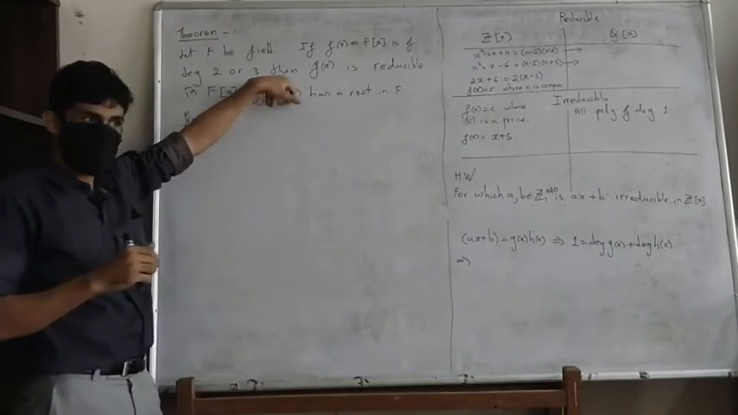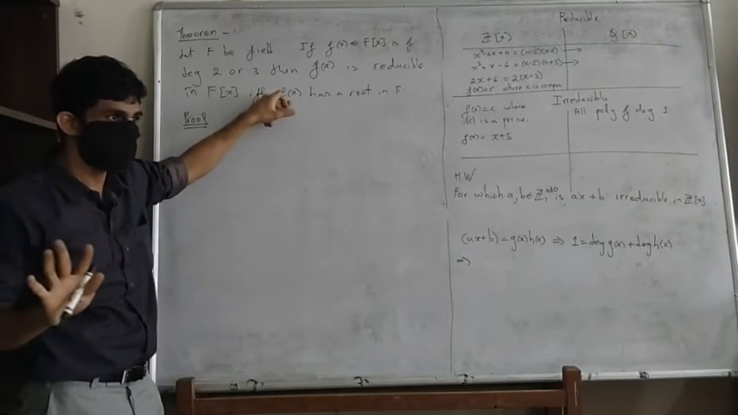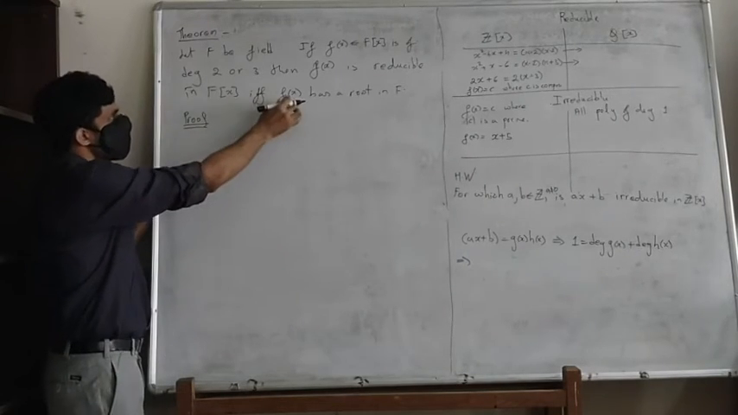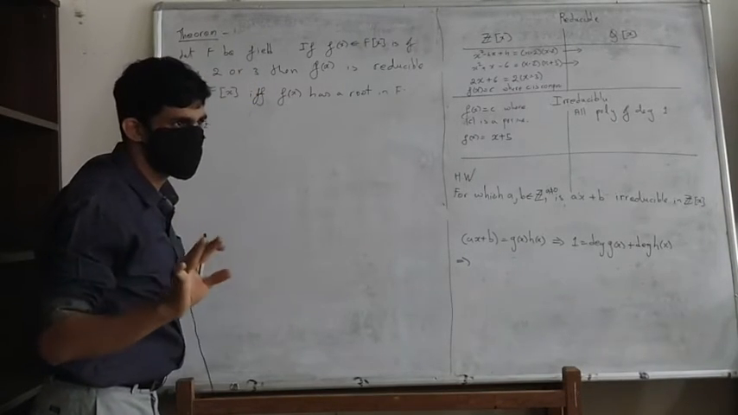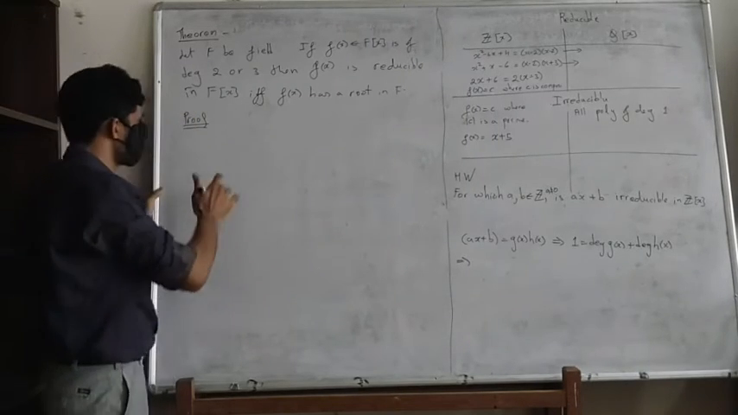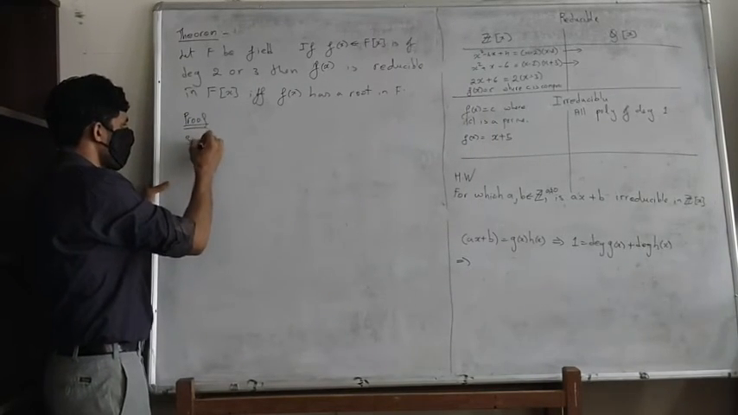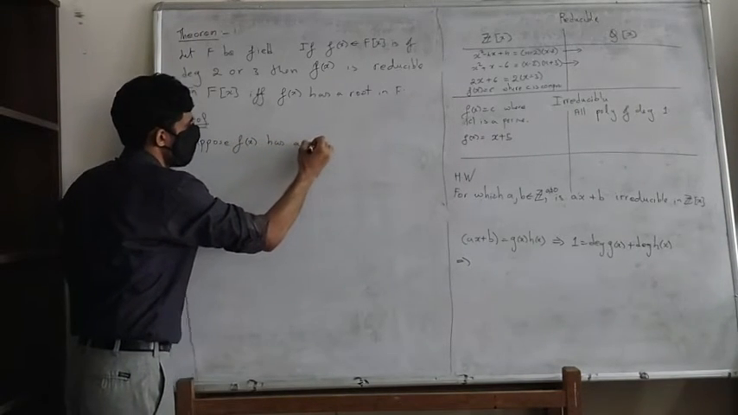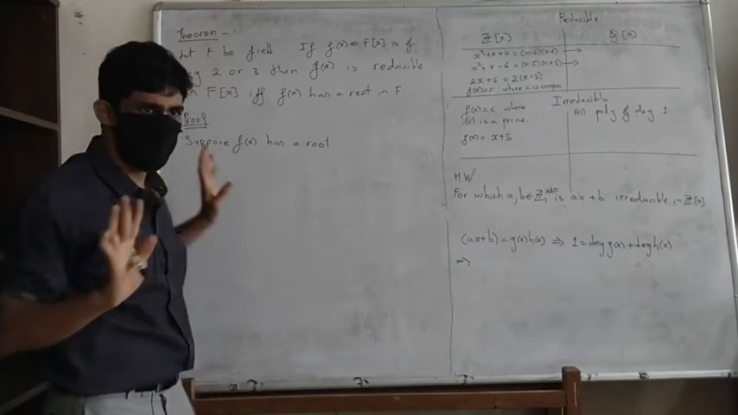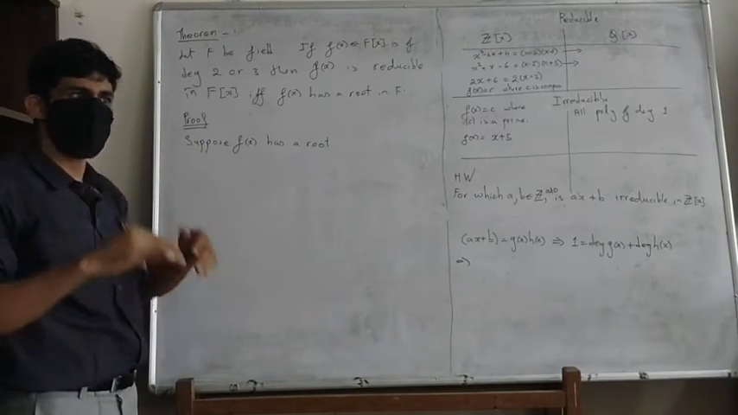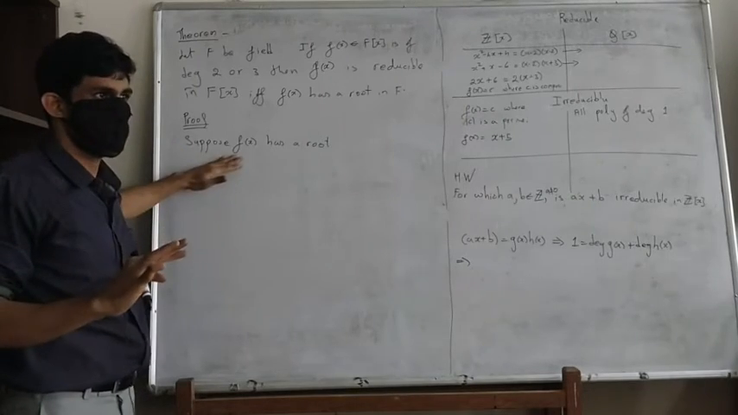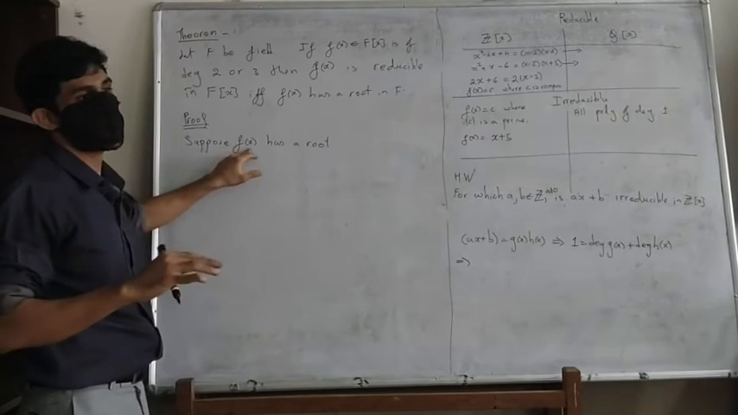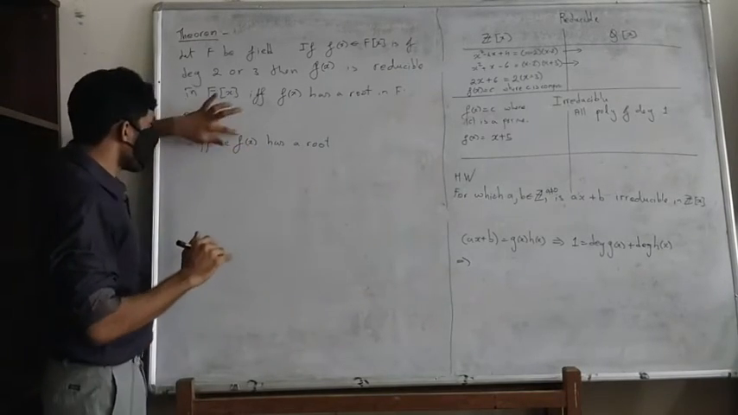So let us assume first that f of x has a root. Okay, what does it mean to say that f of x has a root? I'm assuming that f is a polynomial of degree 2 or 3, and I'm going to work with both simultaneously. In fact, this argument is going to hold for polynomials of degree greater than 1. For degree 1 it will not work. Okay, so suppose it has a root.